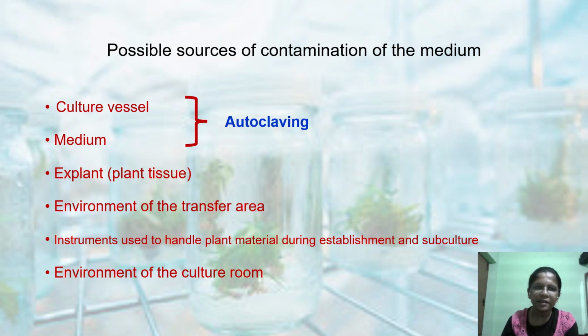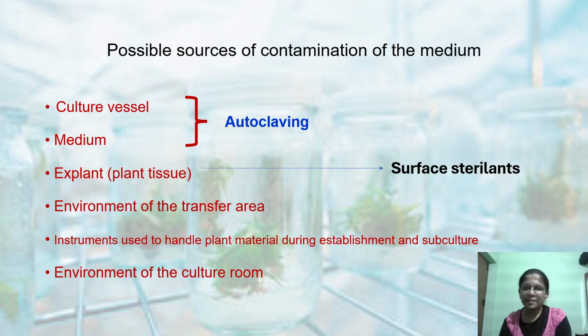So we will see, suppose the contamination is through glass vials or medium, this can be avoided by the autoclaving process. Suppose it is through explants, we can use surface sterilants like sodium hypochlorite. Normally they will use this, or we can use ethanol.